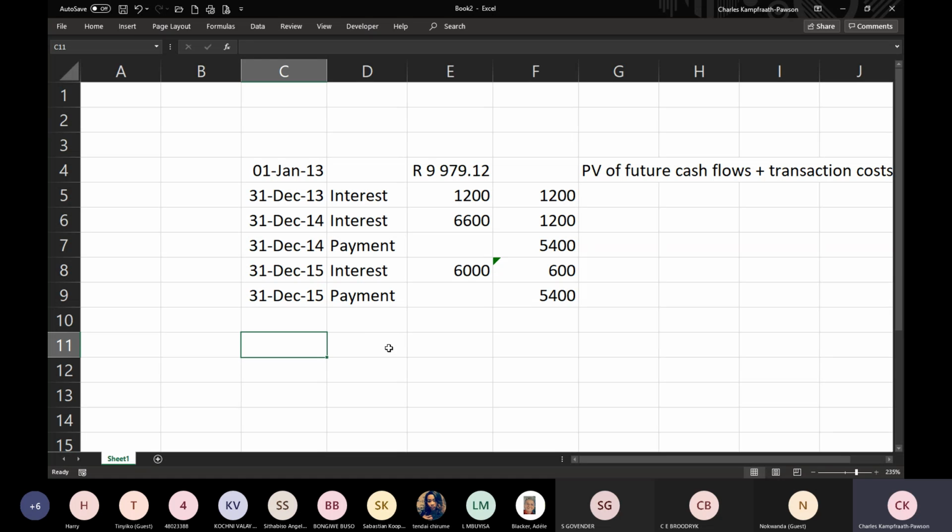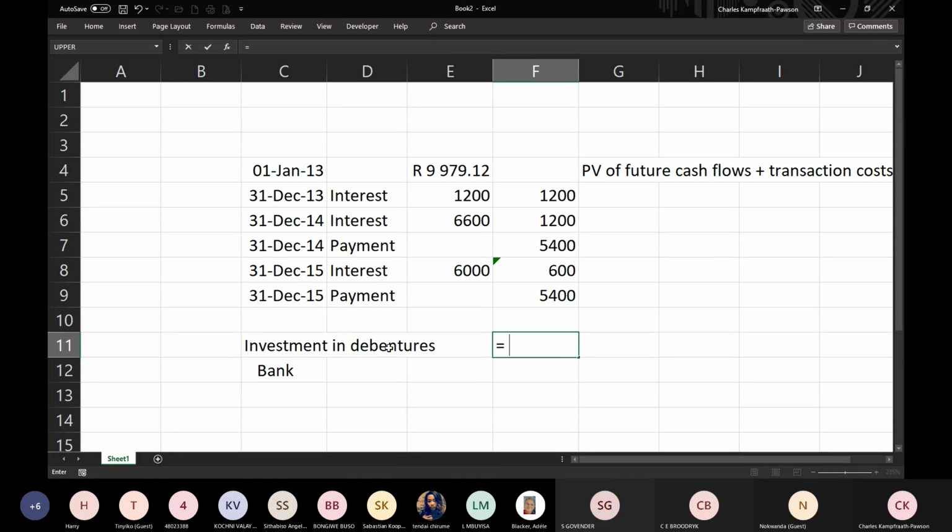So the journal for that, to journalize that, will be investment, because we issue the debenture, so it's investment in debentures. And bank, because we pay for it, we purchase it. What will that amount be? Isn't it the 9979.12? Yes, that'll be the first journal.